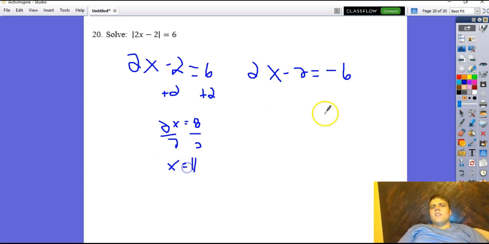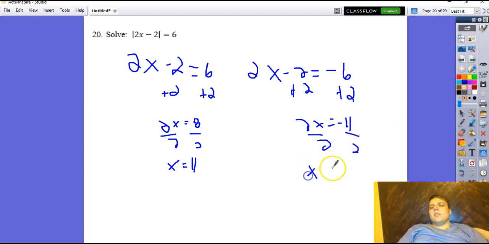And then I do the same thing here. I add 2. So I get 2x is equal to negative 4. I divide by 2. I divide by 2. And I get x is equal to negative 2.